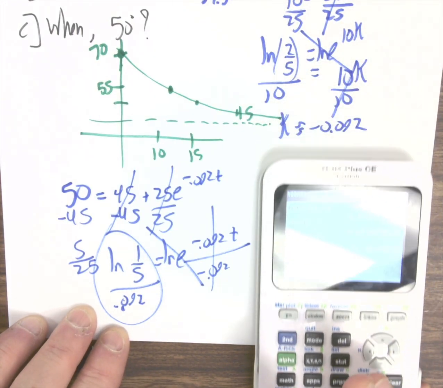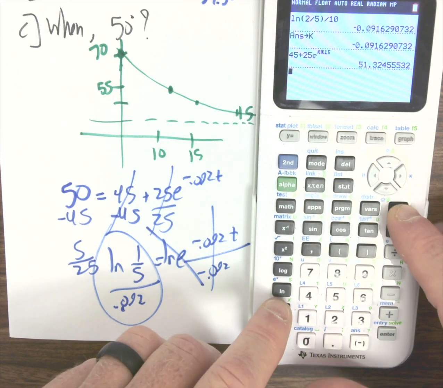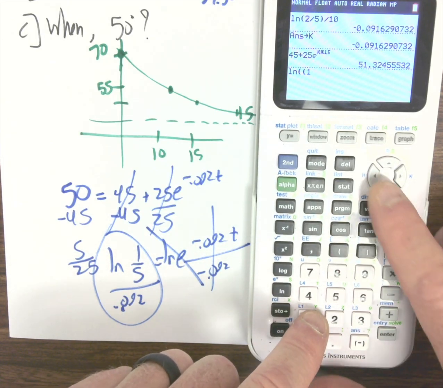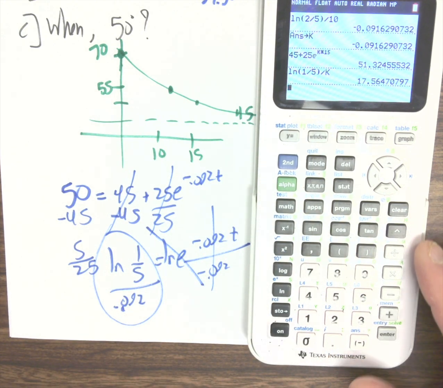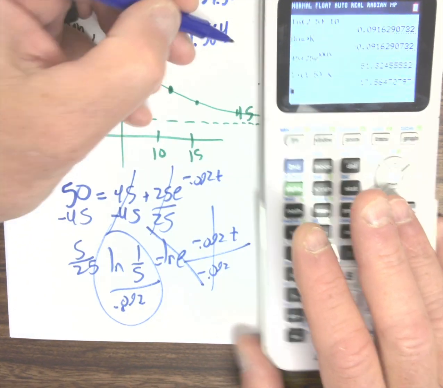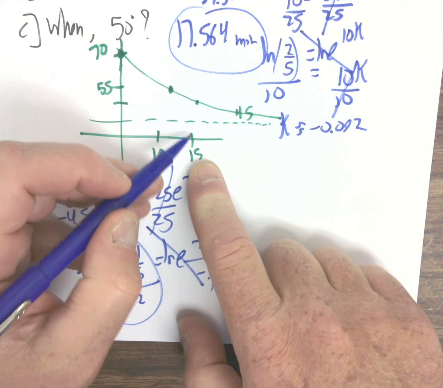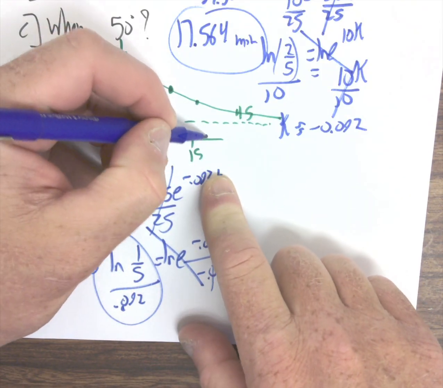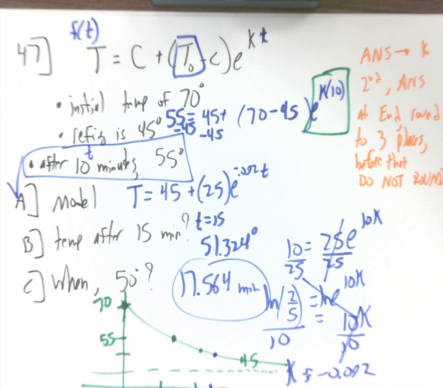So if I just do the natural log, whoopsies, of 1/5 over k. So 17.564 minutes. Which again, hopefully makes sense. At 15 minutes, it was 51. So yeah, I can believe at 17 minutes, it's 50. And so that would be all three parts of that problem.